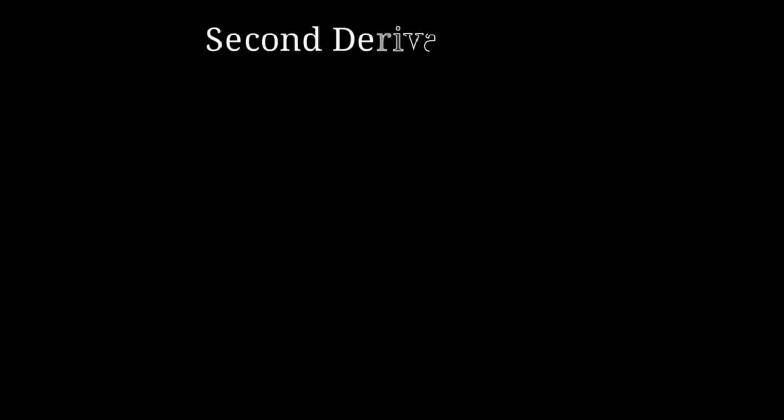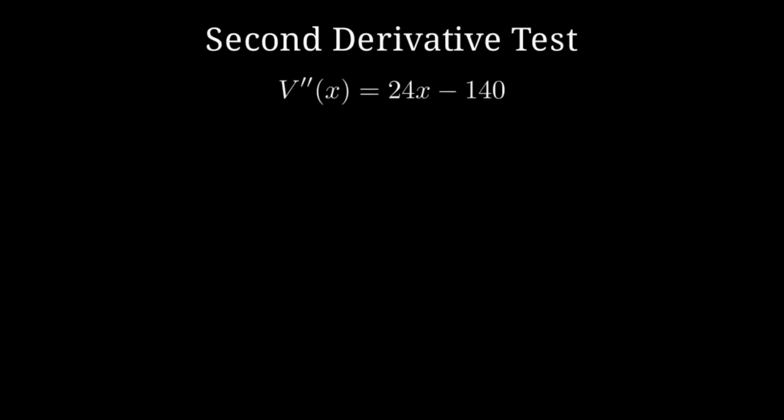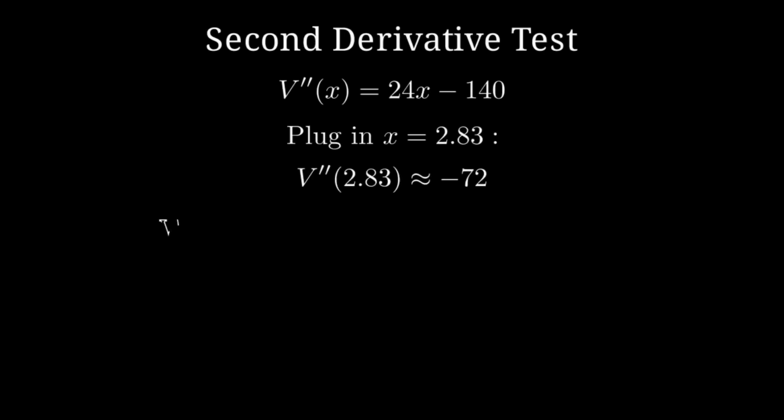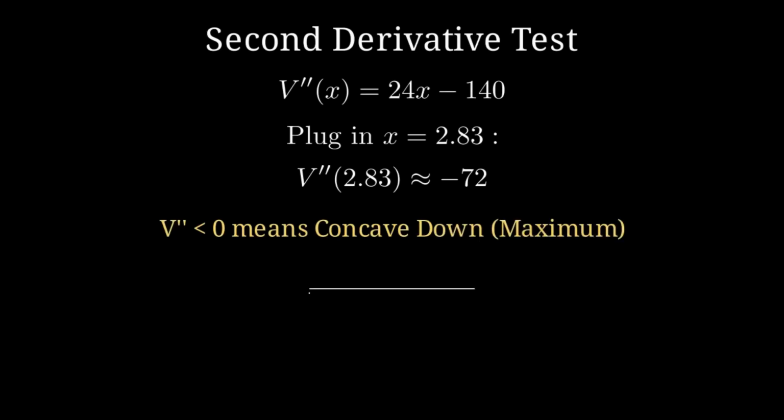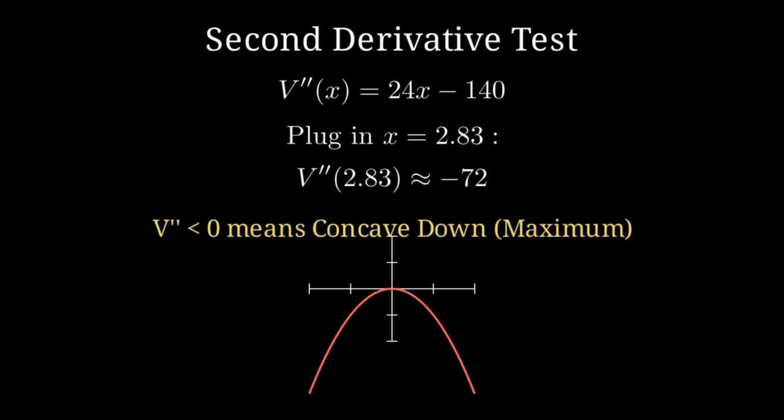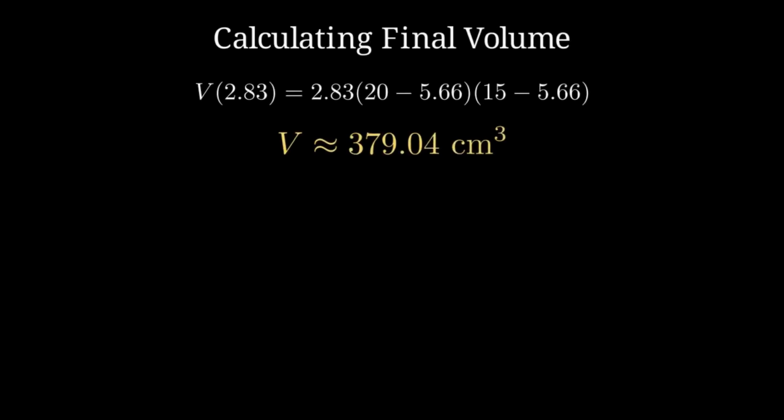To confirm this is a maximum and not a minimum, we use the second derivative test. V'' is 24x minus 140. Plugging in 2.83 results in a negative value. In calculus, a negative second derivative means the graph is concave down, confirming that our critical point is indeed a local maximum. Finally, we calculate the maximum volume by plugging 2.83 back into our original volume equation.